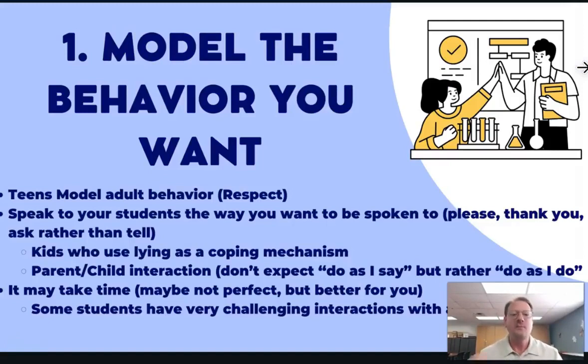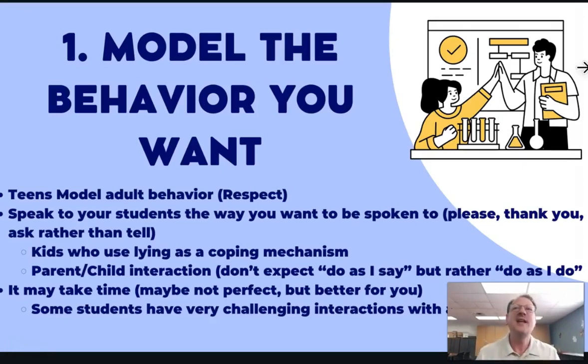Teenagers model adult behavior. Neuroscientists used to refer to them as mirror neurons, and then through the research they realized there wasn't enough evidence to support that there are mirror neurons, so they used the metaphor of mirror regions. And it is a metaphor. I'll talk about neuroscientists and their use of metaphors later on, but teenagers will model the behavior of the adults around them. I'll give you a perfect example.